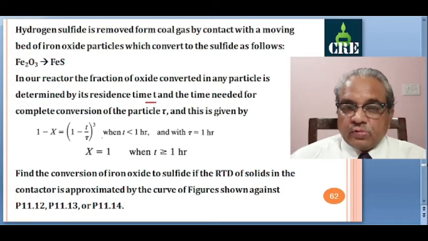When t is less than 1 hour and tau is equal to 1 hour, that is, the time required for complete conversion is 1 hour, and for values less than 1 hour, 1 minus X is equal to (1 minus t by tau) cubed.